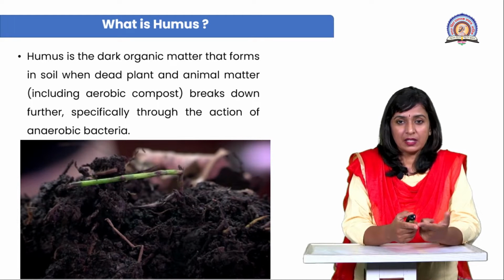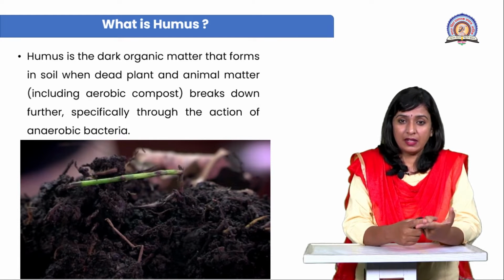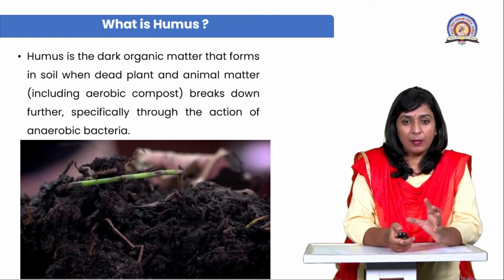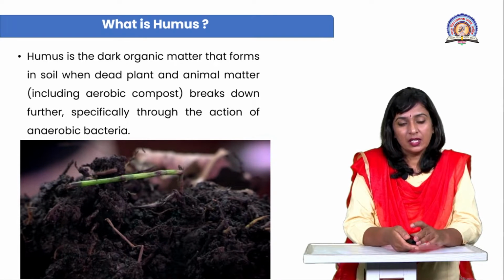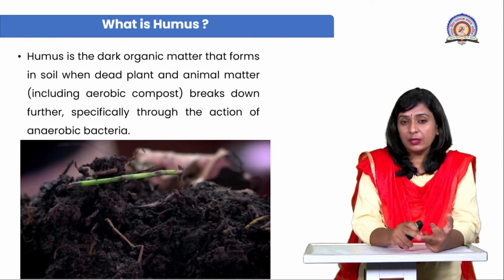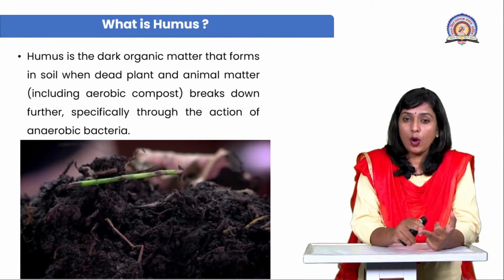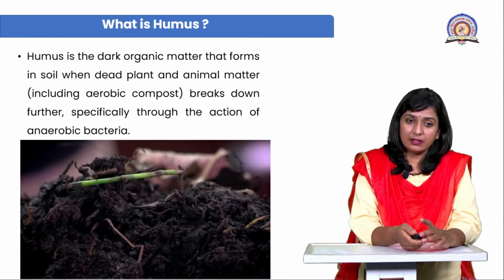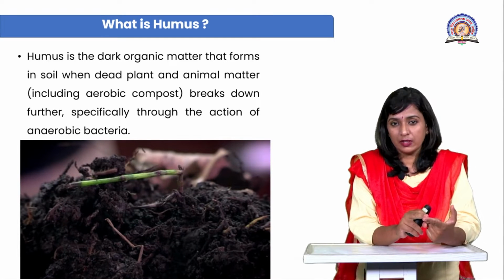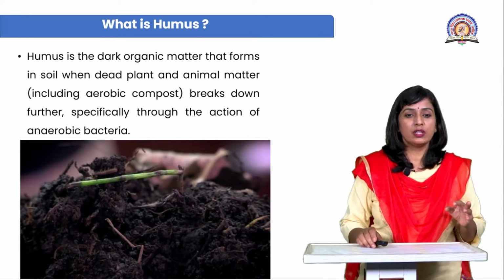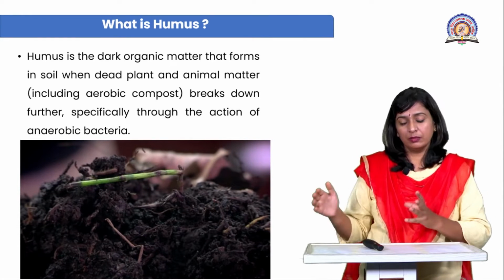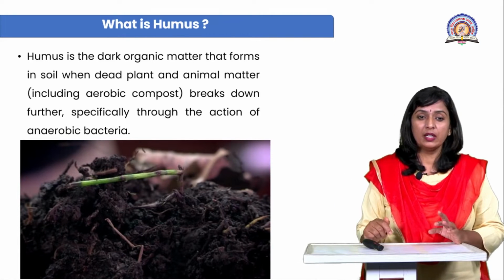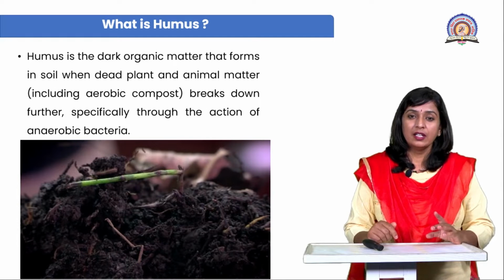So humus is basically the dark organic matter. If that compost contains some kind of dark organic matter, that is said to be humus. It is nothing but the dark organic matter that forms in the soil, from again the organic matter, that is, dead plants and animal bodies. Part of that dead material is being digested by whom? Aerobic organisms, aerobic bacteria.